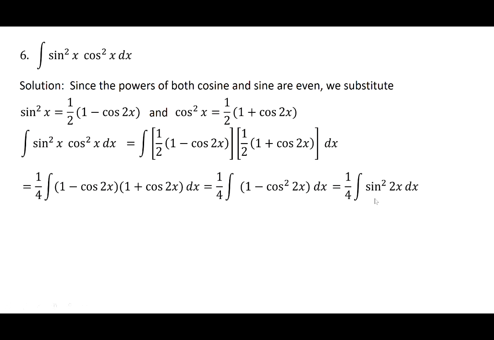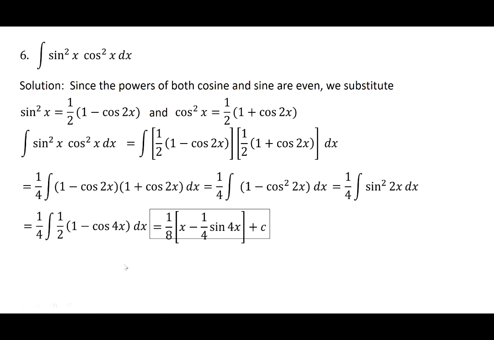Okay, how do you evaluate sine square 2x? Oh, even power of sine. Again, use 1/2 times (1 minus cosine 4x). Right? And the rest is straightforward. That's the idea. Very nice problem.